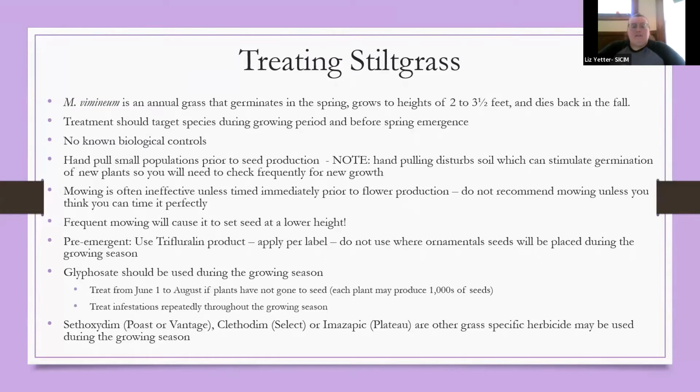So that's kind of an overview of stiltgrass. This is one that is not throughout the entire state of Indiana yet, but it is spreading. So be on the lookout for this. And it's always easier to control a small population than a large one.